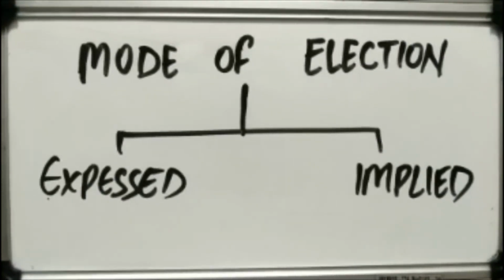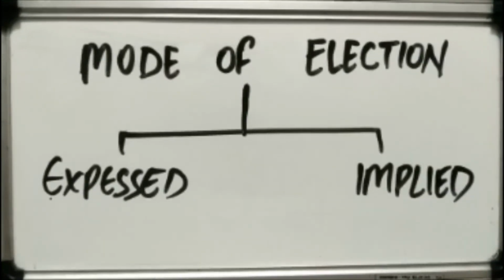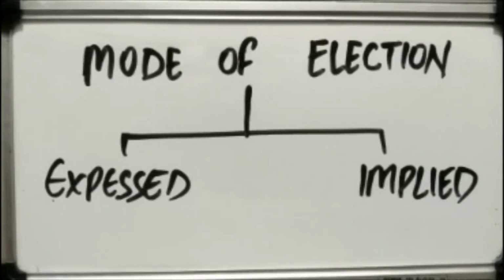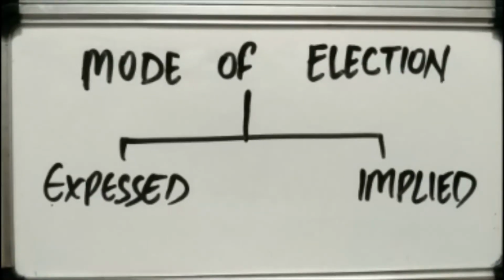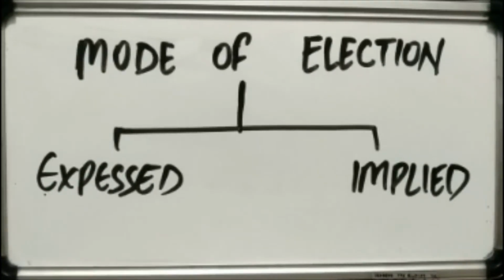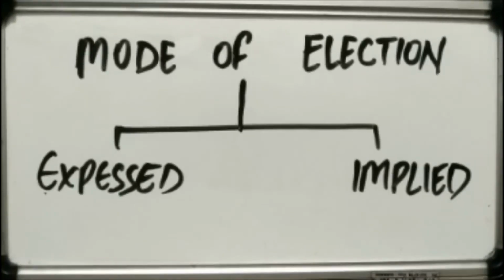Mode of election can be both expressed and implied. The mode of election is expressed when the owner expresses his intention in clear and specific words. In this case, the election is final and conclusive. The mode of election is implied when the intention of the owner is inferred from his act or conduct.